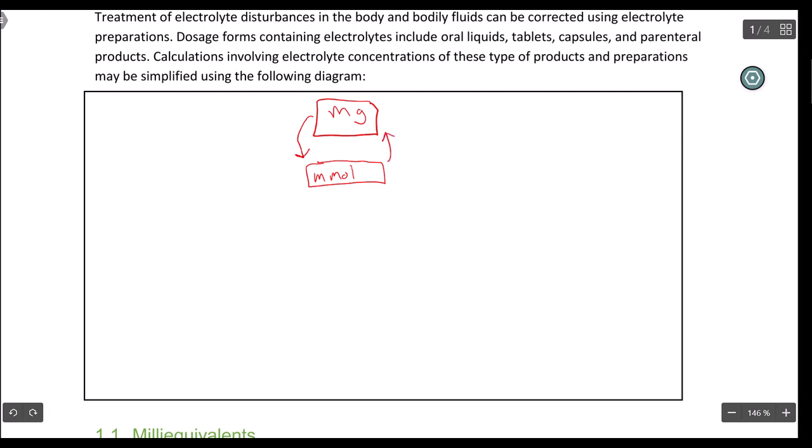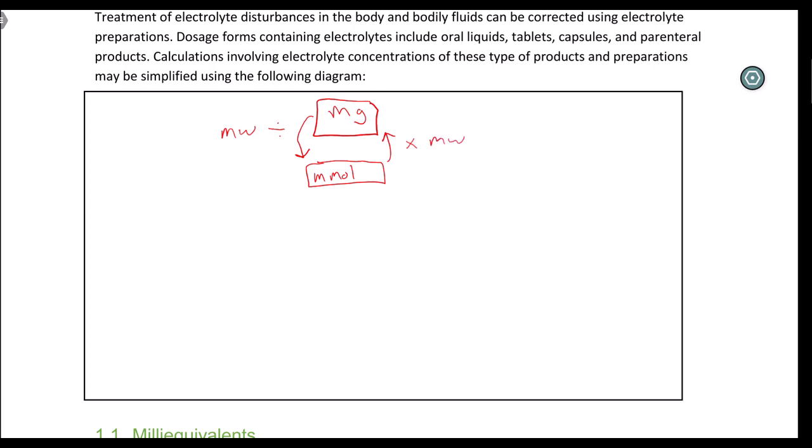And here's what this means. If I want to go from milligrams to millimoles, which is this way right here, I'm going to divide by the molecular weight. If I want to go the opposite way, if I want to go from millimoles to milligrams, I am going to multiply by the molecular weight.